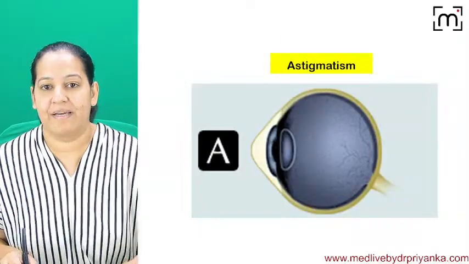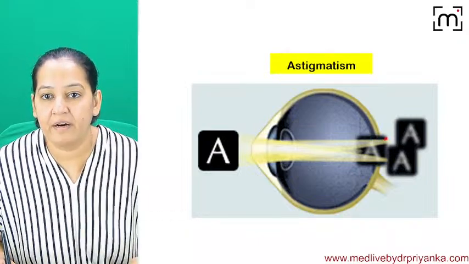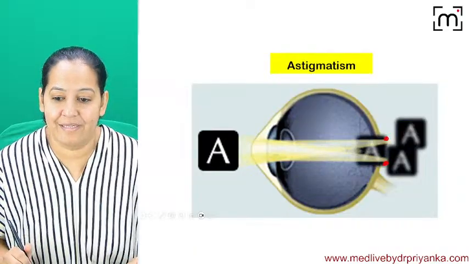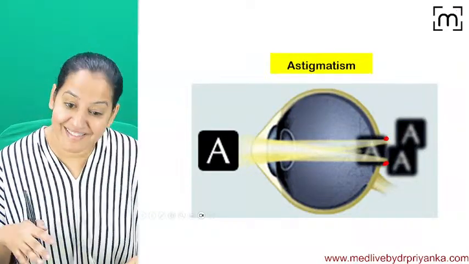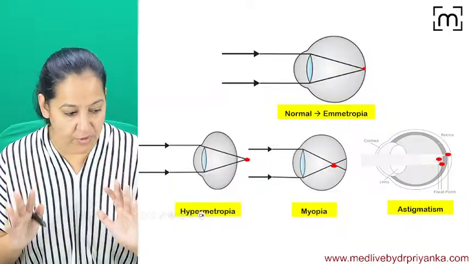Now coming on astigmatism. Appreciate the astigmatism. Here when parallel rays are coming, the image is on the retina but with different meridians. You can appreciate multiple meridians. So that is astigmatism. How many of you got it? So can you appreciate the three disorders?